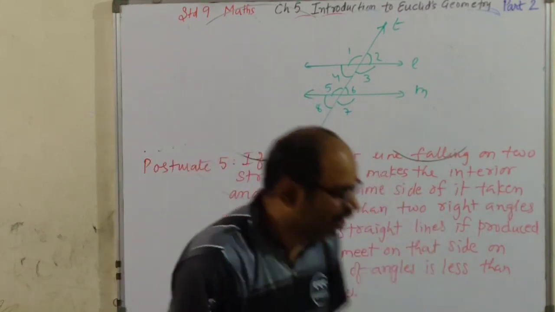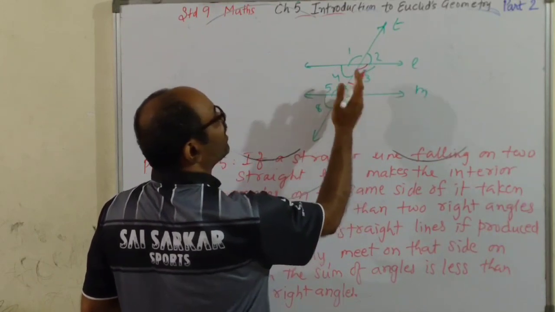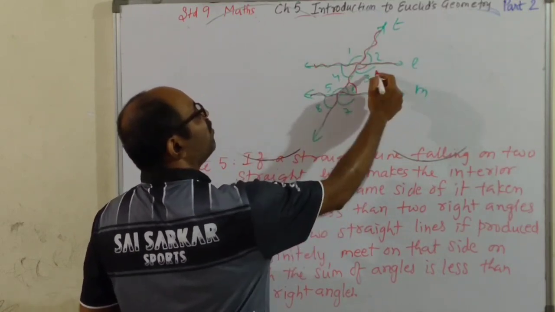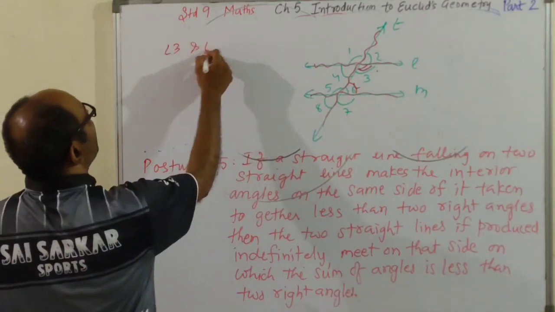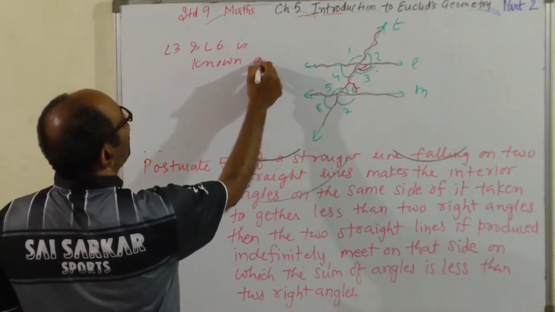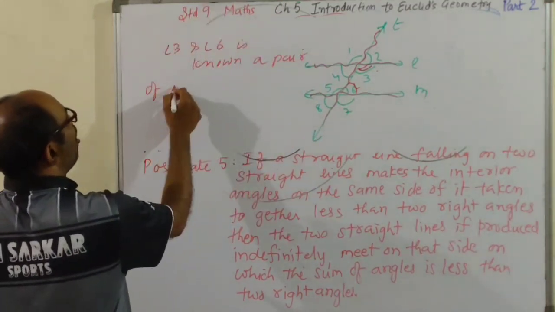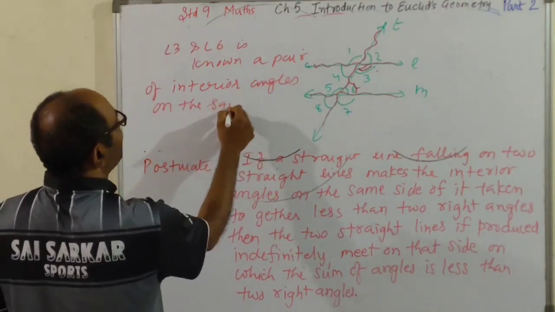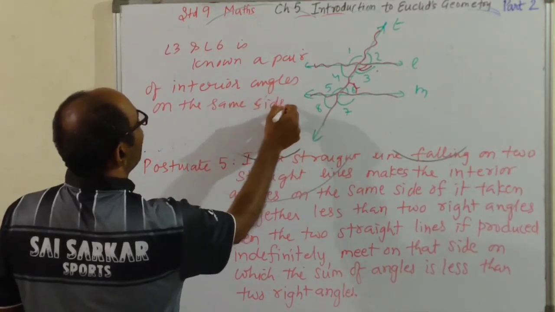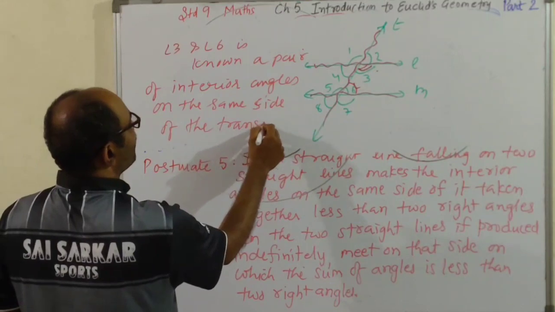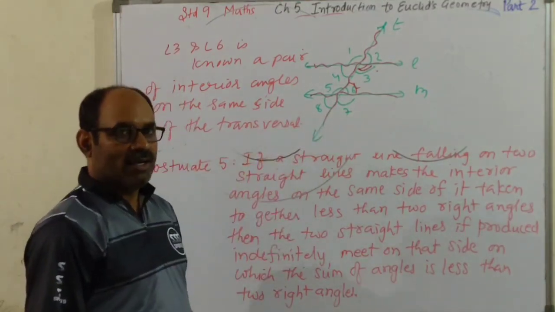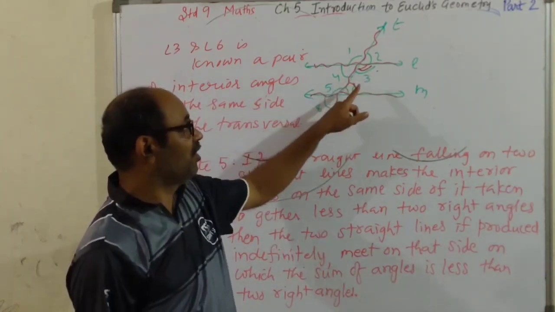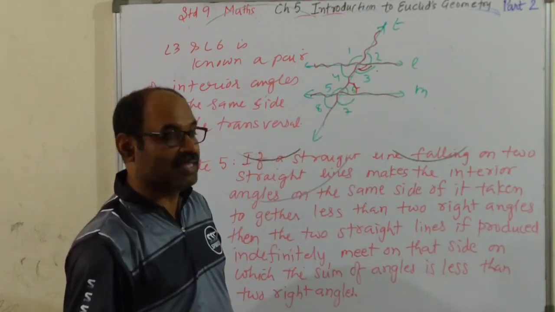Do you remember? Alright. This angle 3 and angle 6, these two are inside the parallel lines and on one side of the transversal. So angle 3 and angle 6 are known as a pair of, it is a very long name, a pair of interior angles on the same side of the transversal. Children, do you remember? You have learned alternate angles, corresponding angles, linear angles, and this year you are going to learn them again. But you know angle 3 and angle 6 are called interior angles on the same side of the transversal.